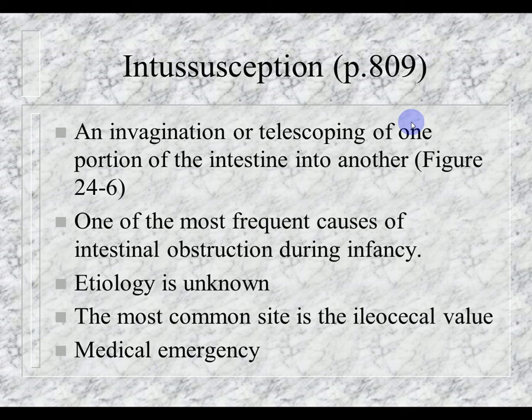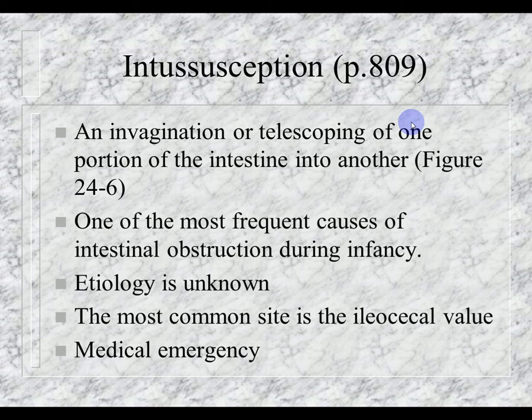The peak age is 3 to 9 months. If you were to think about a glove in the hospital and you blew into the glove and all the fingers popped out, and you were to take one of those fingers and stick it back up into the glove, that would be the same concept as intussusception.